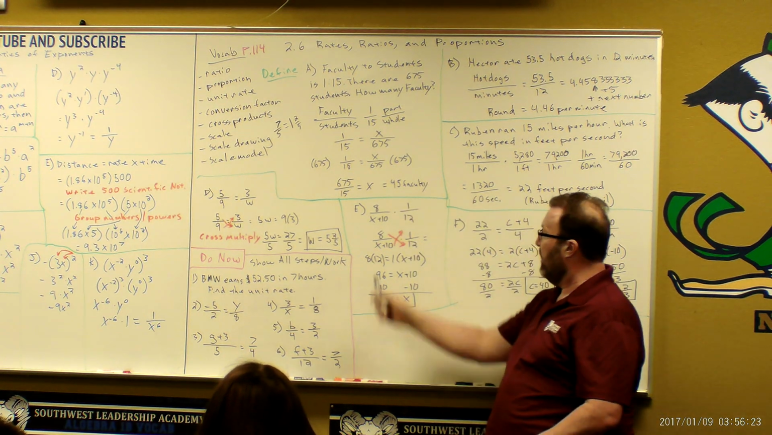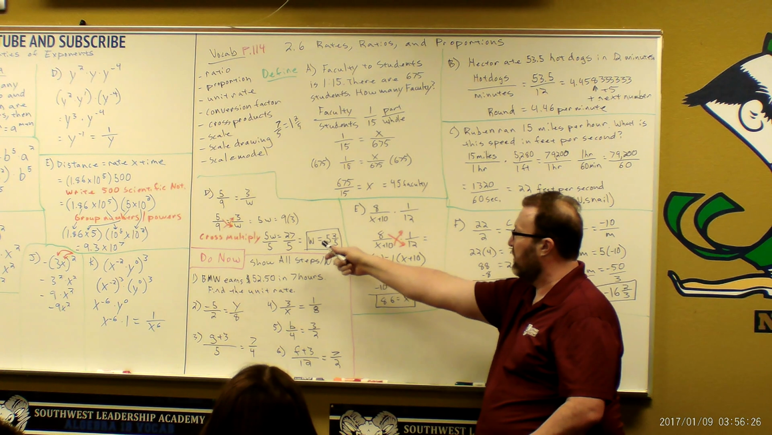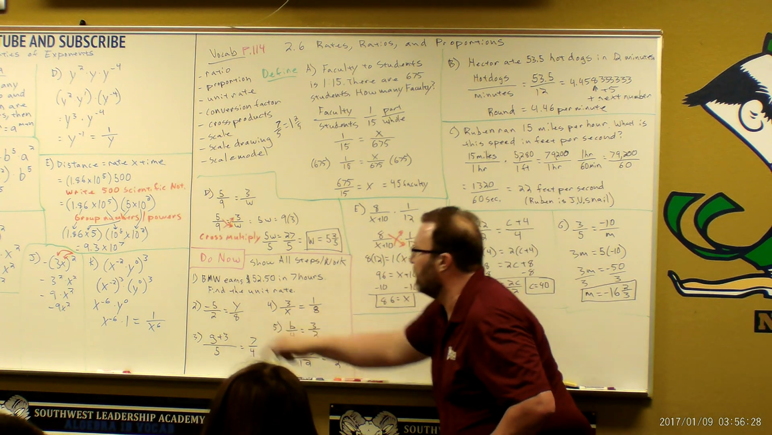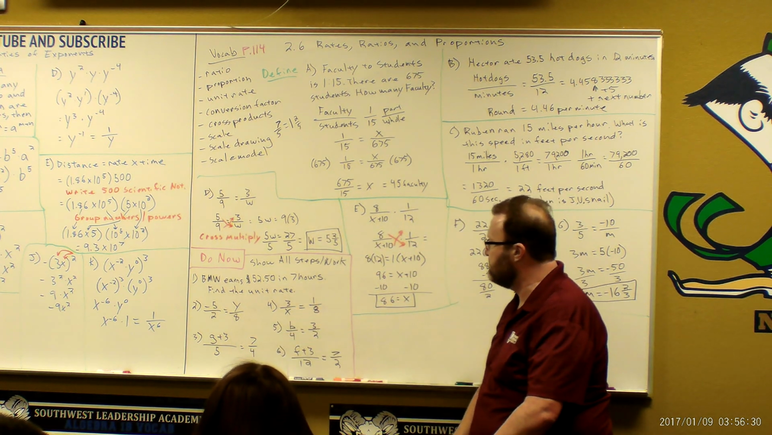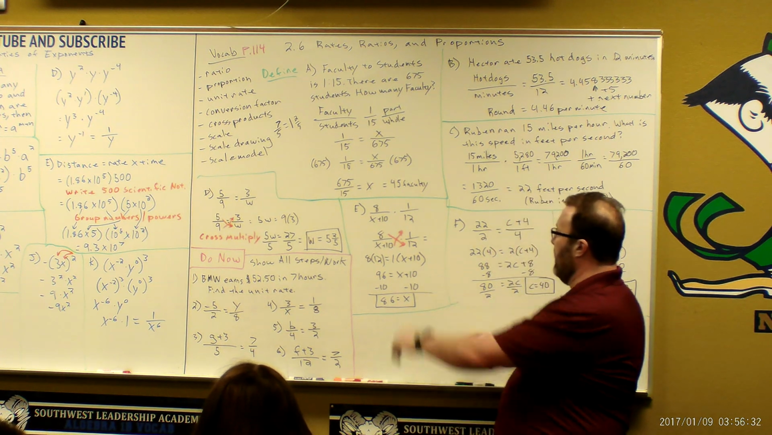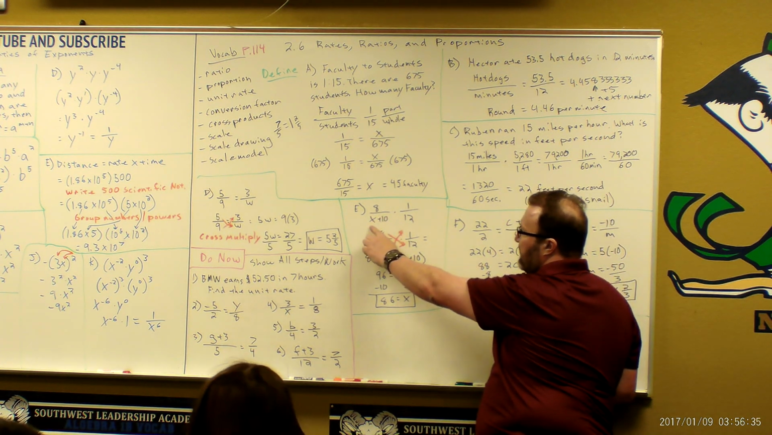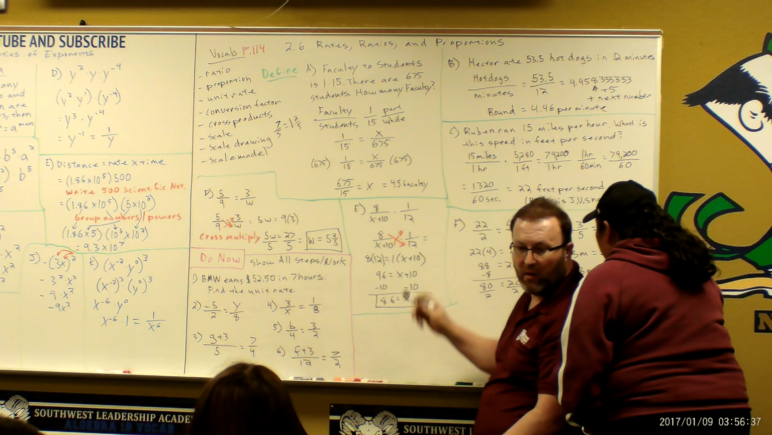Okay, this next one. Number 2 is like number 2D, it would be very similar. Yeah. Good. Okay, this one: 8 over x plus 10 equals 1 over 12.